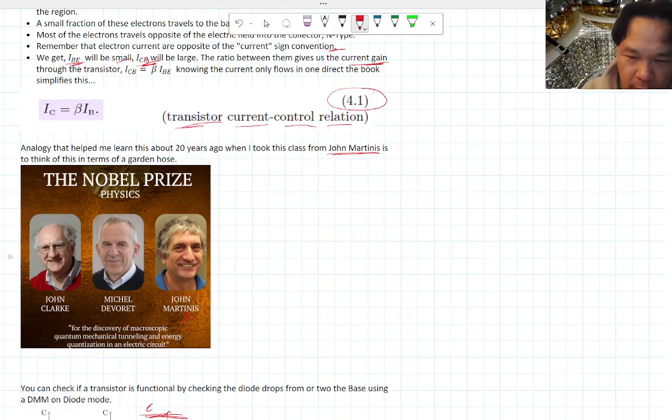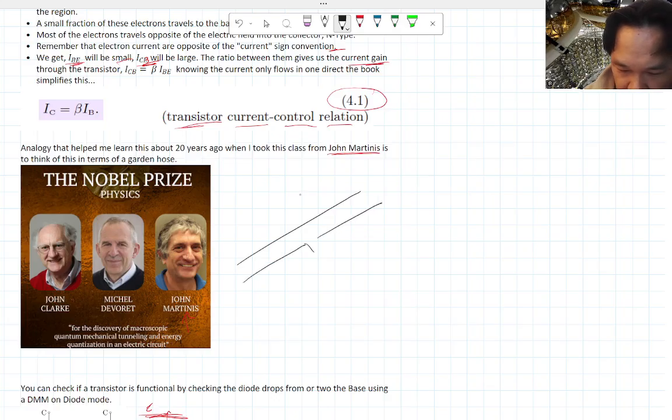So the way he taught it is that you can think about the transistor as kind of a little valve on a garden hose. So let's say you have some pipe. Let's always go to the water analogy. And on this pipe, you have a little valve that you can turn to turn on the water or not. So let's say the current is flowing this way. So this is actually the collector.